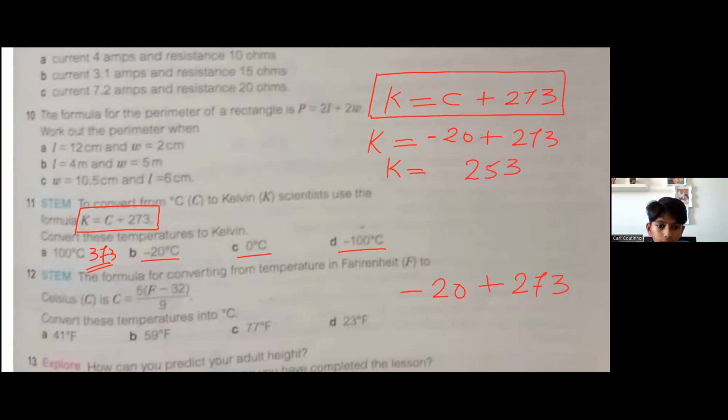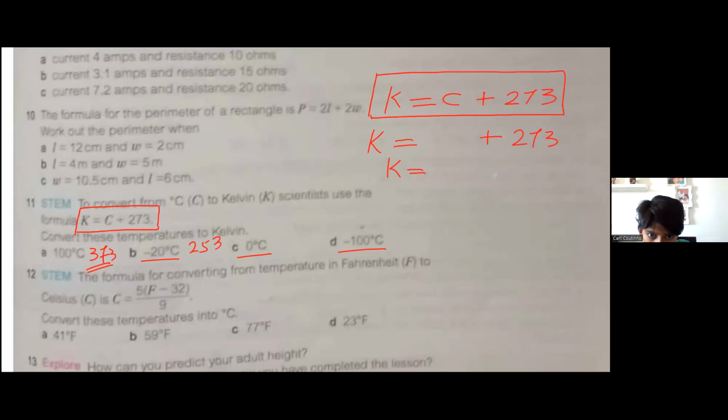And what will be the sign? Plus or minus? Plus only, because 273 is greater than 20. So we'll put the sign that is with the greater number, which is plus. So the answer will be positive 253, right?